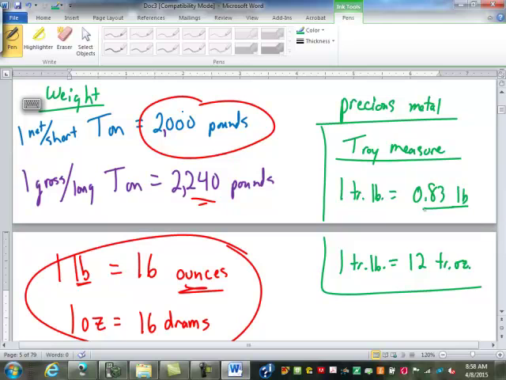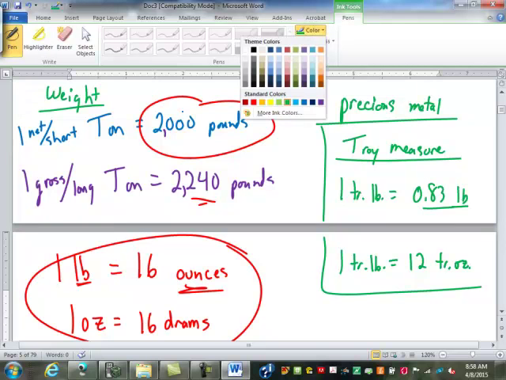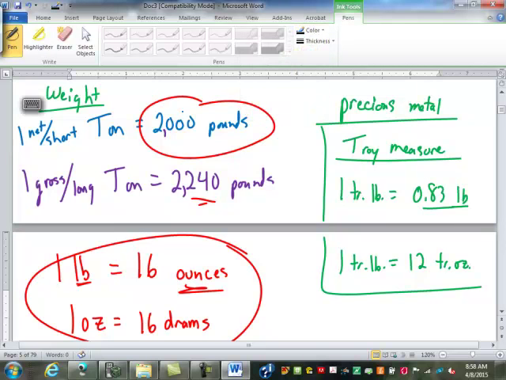So even though a troy pound is less than a regular pound, a troy ounce is actually slightly more than a regular ounce. We're not going to ever be quizzed on that in this class, but it's just something to be aware of. When you're talking about gold, silver, and other precious metals, they're not talking about regular ounces and regular pounds. So that is weight.